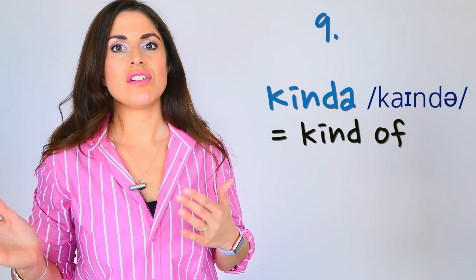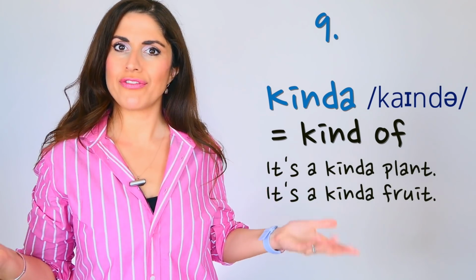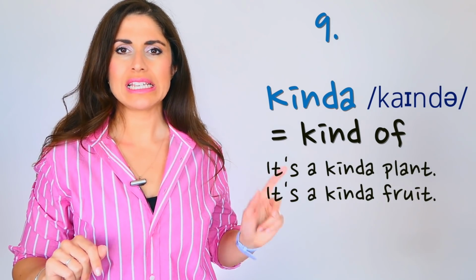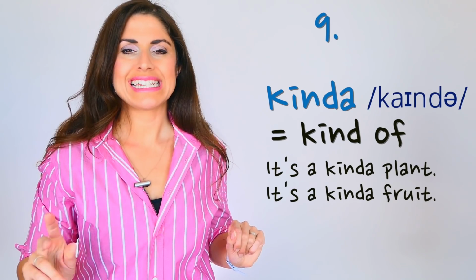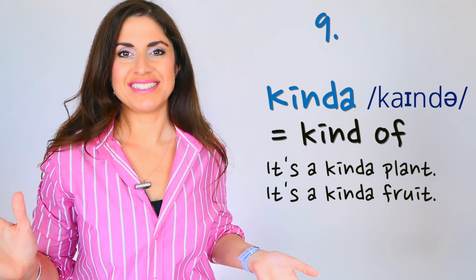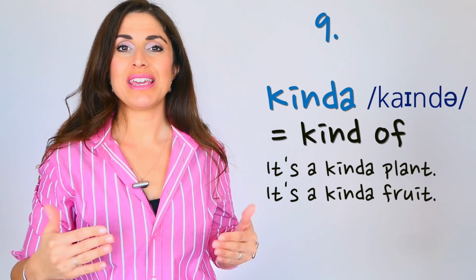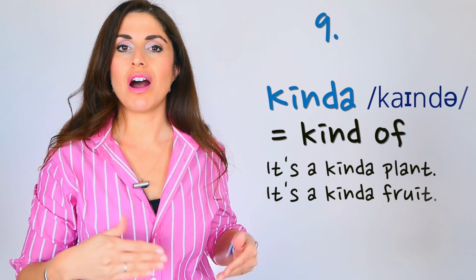And of course, kinda is also referring to type of. It's a kind of plant. It's a kind of fruit. What's a papaya? It's a kind of fruit. What's tagliatelle? It's a kind of pasta. So you're actually describing the group that it belongs to, kind of.